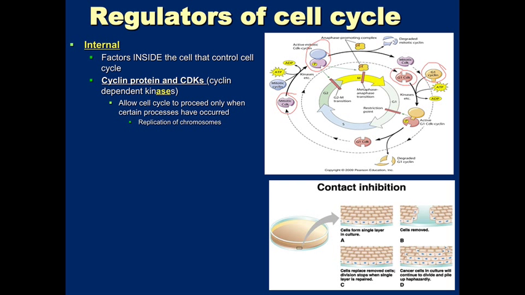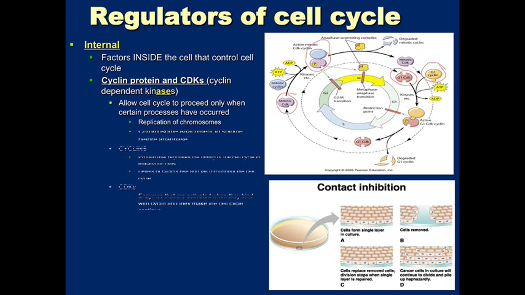You'll never really be asked a question as to what is a cyclin-dependent kinase, but it might ask you, how does the cell regulate the cell cycle? So you need to be able to differentiate between those internal regulators and the next thing that we'll talk about, which is what we call external regulators.